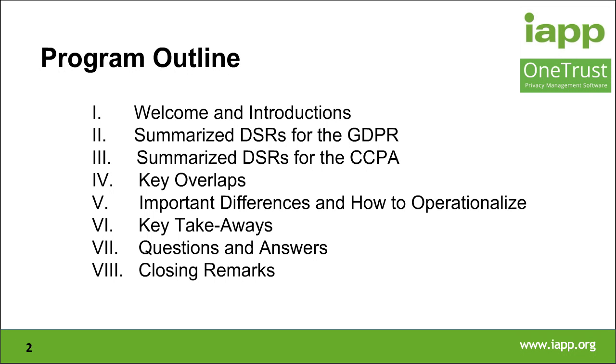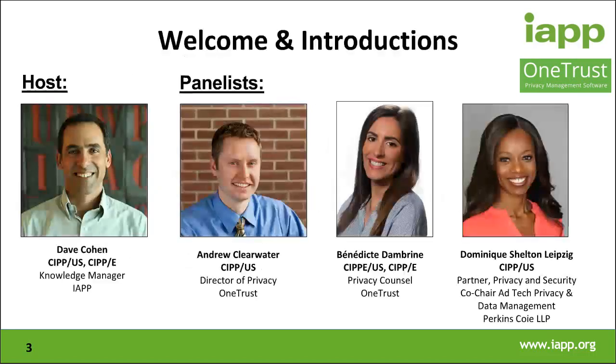Now onto our program, I'd like to briefly discuss what we're going to be covering today. In a moment, I'm going to be introducing today's panelists, and then we're going to go over what the data subject requests are for the GDPR and the CCPA. Then we're going to talk about, importantly, where they overlap and what the differences are, and we're going to finish the program by talking about how you can begin to think about and actually implement operationalizing these data subject requests. We're going to leave you with some takeaways and some other information about upcoming events. We are going to take some time to answer your questions, as I mentioned a moment ago, and then we'll wrap up the program.